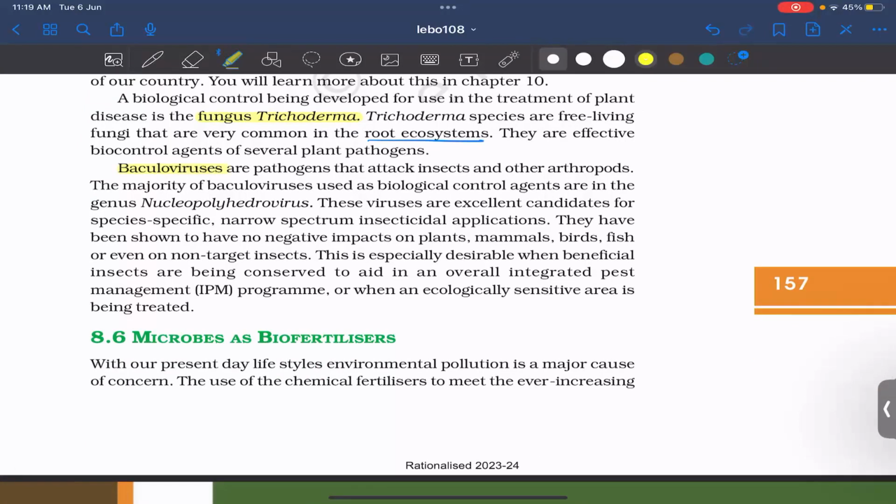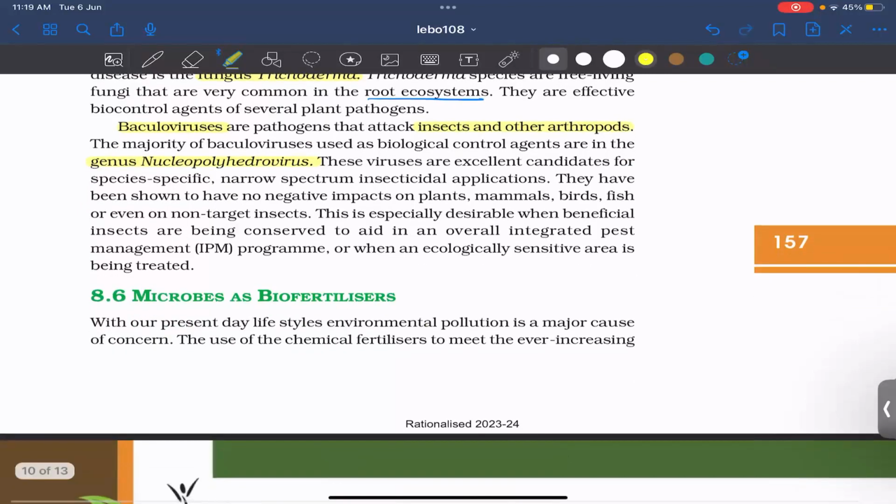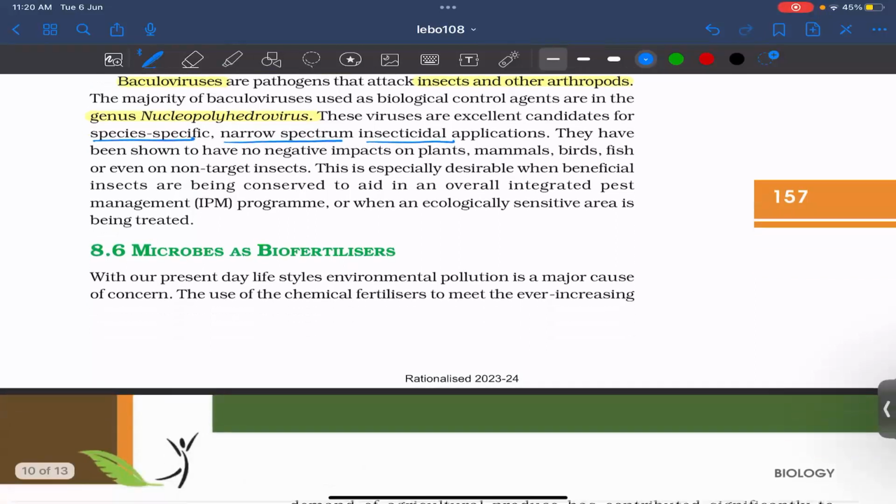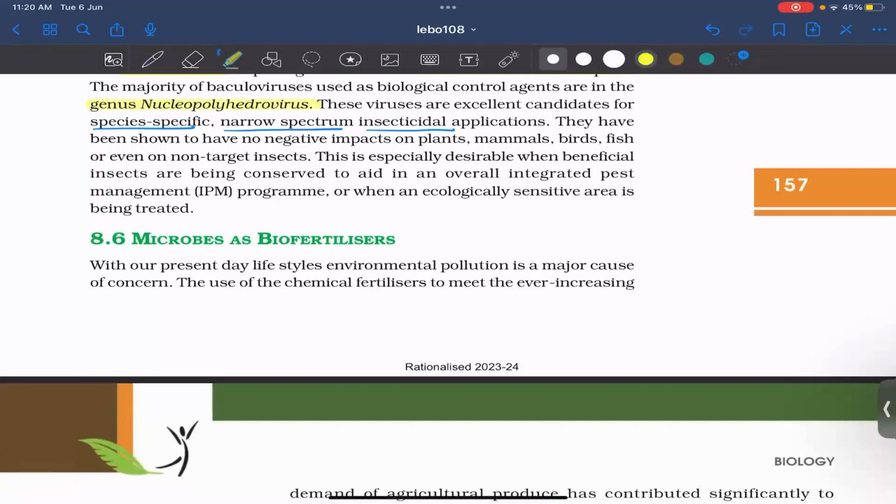Now next we have viruses as pathogens that attack insects and other arthropods. The majority of these are used as biological controls, in the genus nucleopolyhedroviruses. These are used excellently for species-specific, narrow-spectrum insecticidal applications. They have no negative impact on mammals, birds, and fishes. Now, these are used under the Integrated Pest Management Program, where eco-sensitive areas are treated.